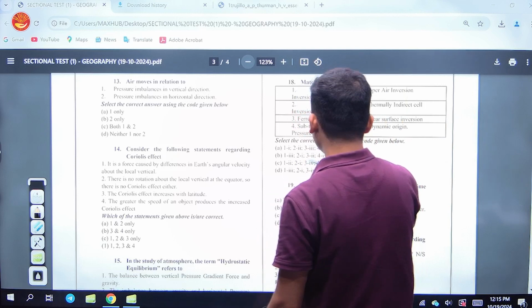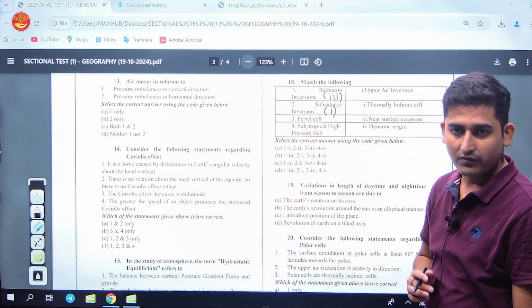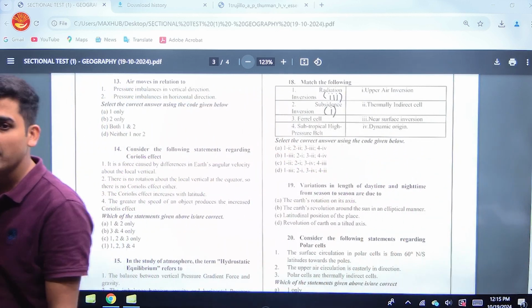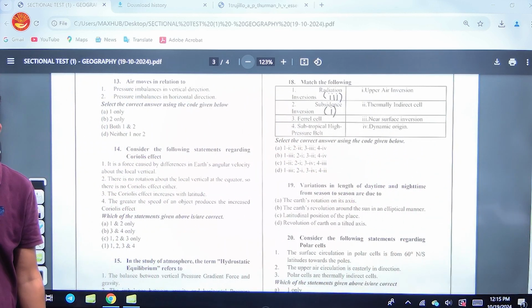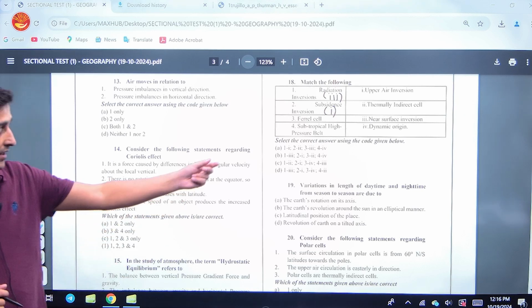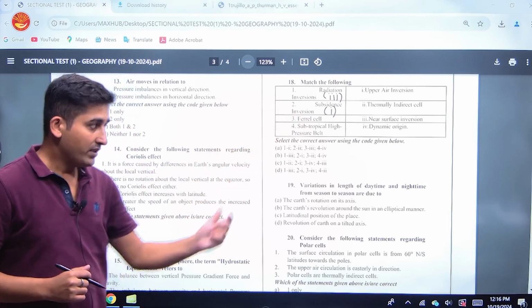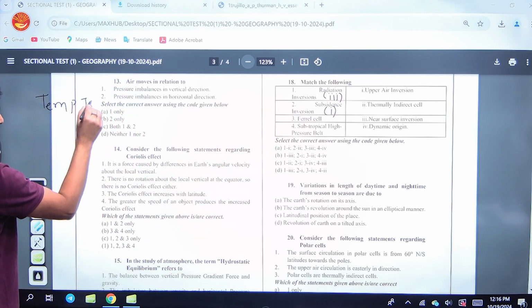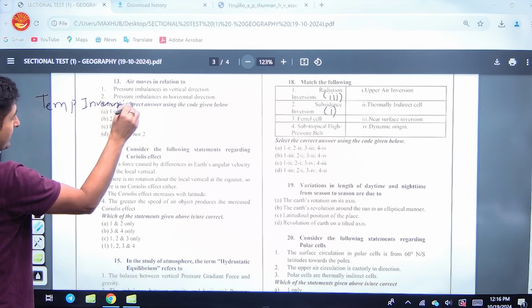Subsidence inversion, they are upper air inversions. If you remember the classification that we have done, what was the topic? Temperature inversions. We have discussed the near surface inversions and the upper air inversions. Under the near surface inversion, there was radiation inversion, advection inversion, and one more. What was that? Tell me. In temperature inversions we have discussed the types. Do you remember something?